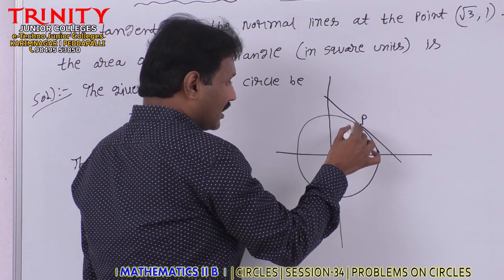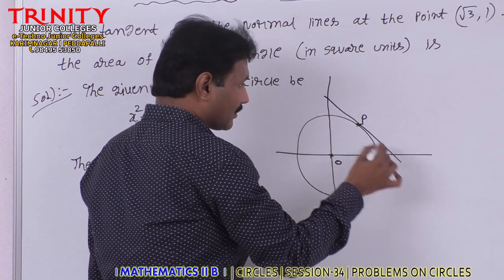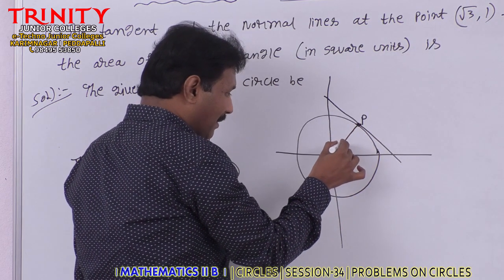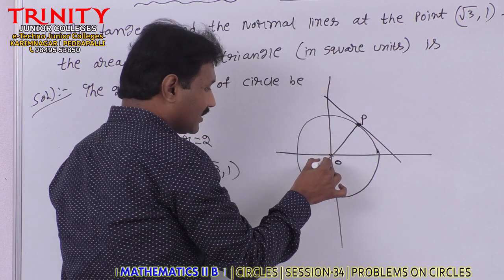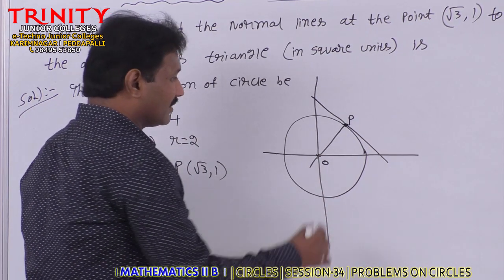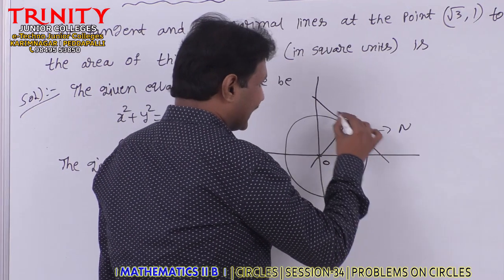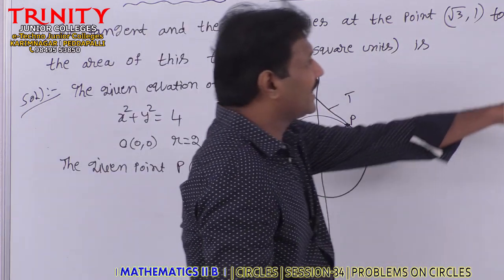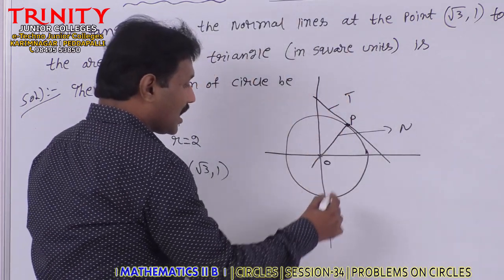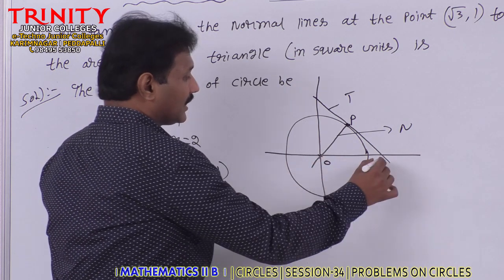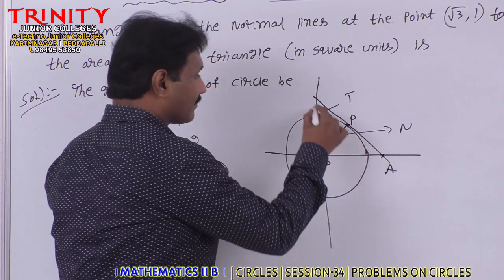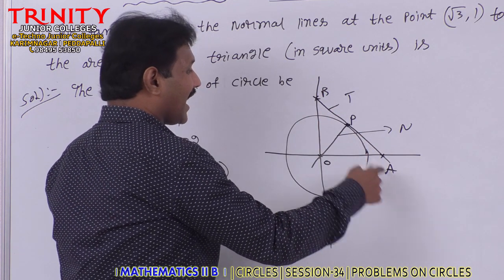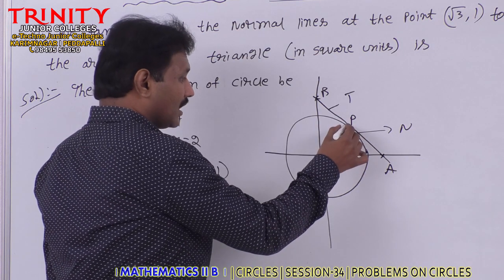This is the tangent at P with respect to the circle. The normal passes through the center of the circle. This is the normal N. This is the tangent T. The third side is on the x-axis. This is the triangle. The point of intersection of the tangent with the coordinate axis is A, and B. This is the normal.